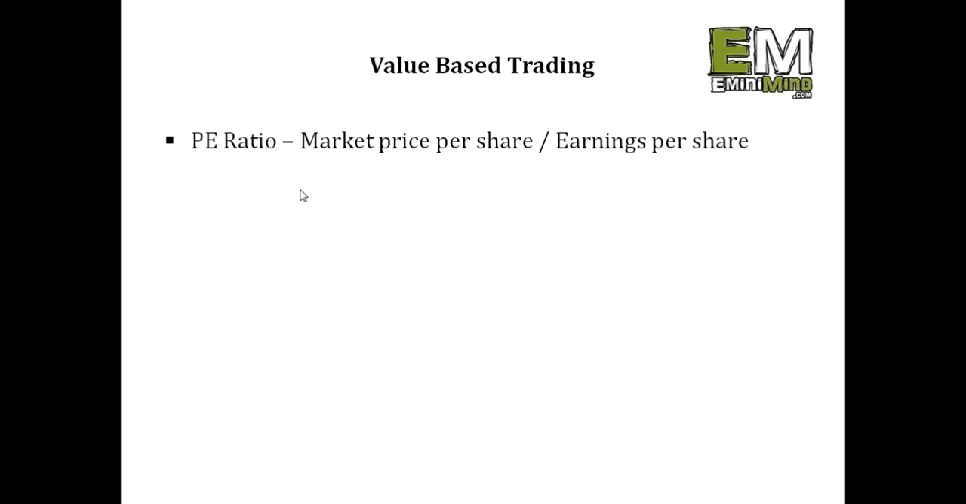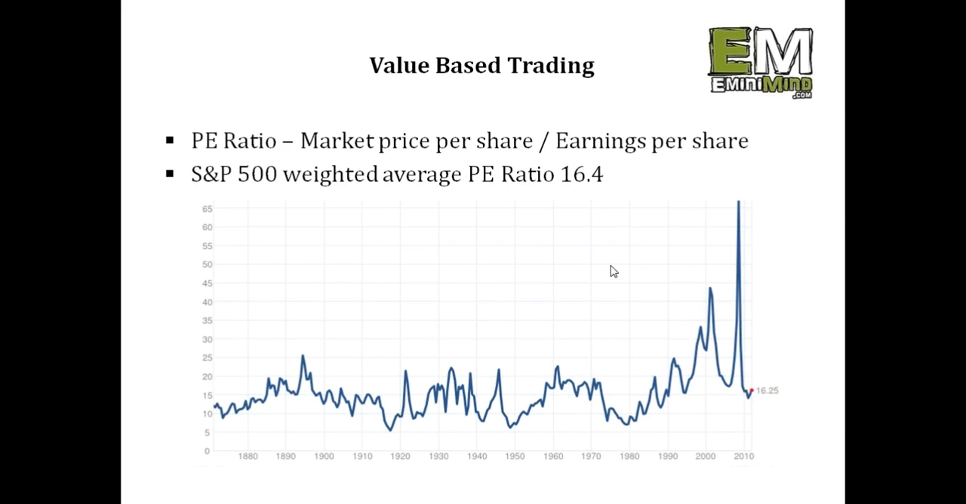Next, we'll talk a little bit about value-based trading. One thing that is a little bit interesting is if you look at the PE ratio, that's the market price per share divided by the earnings per share, not on individual stocks, but on the S&P 500 and all the stocks that are involved in the S&P 500. The average over all of the years that we have data is 16.4, and we're currently at 16.25. So we're currently right about sitting at the average.